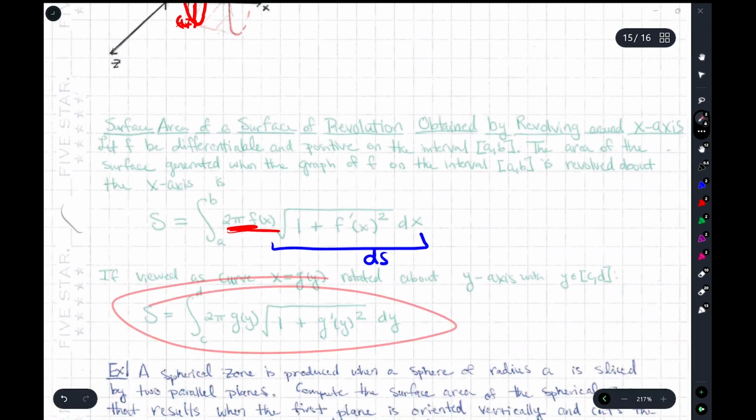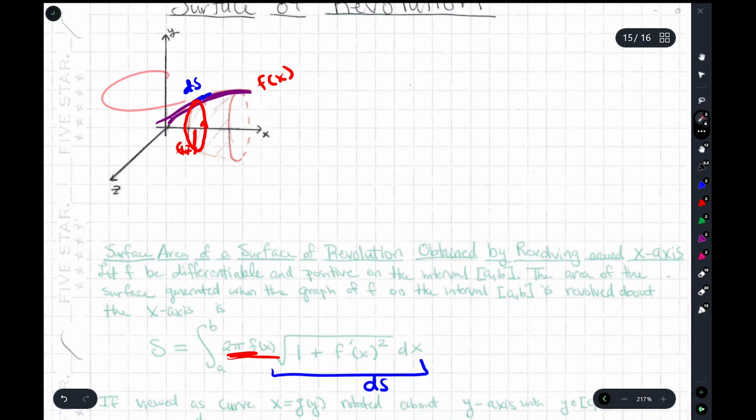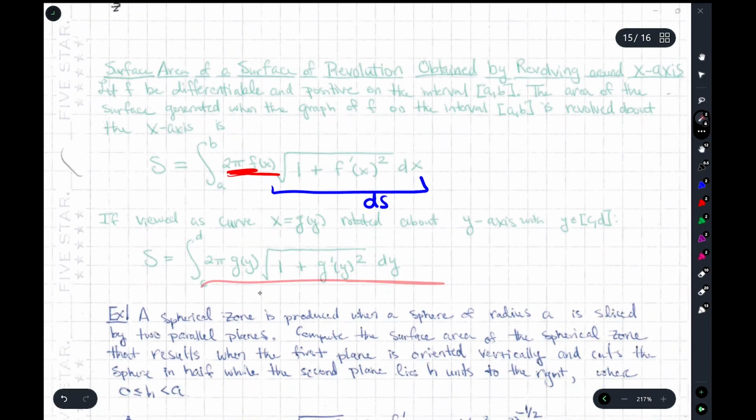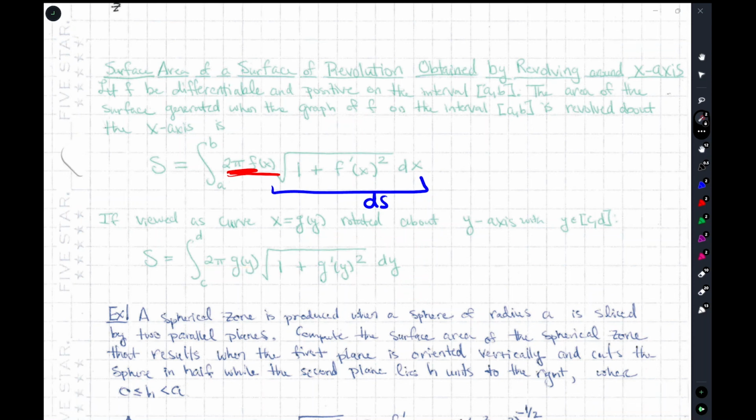And that's how that formula works. We could also have rotated around y instead. If we rotate around y, this is the formula: again, this is the arc length, and this is the circumference that you would get from rotating a point on that curve about the y-axis instead.